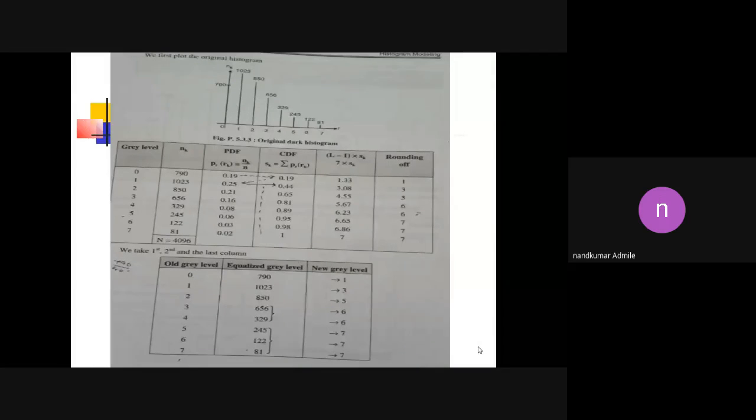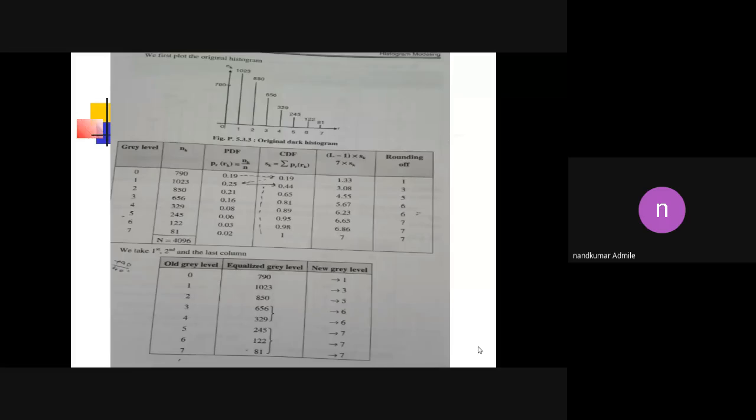So 7 into 0.19 is 1.33. Then 7 into 0.44 is 3.08. Then 7 into 0.65 is 4.55. Is this clear? The second last column. Simply we multiply by 7. Is it clear to everyone? The second last column is the CDF function multiplied by L minus 1, that is 7.